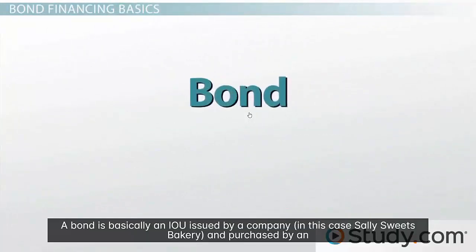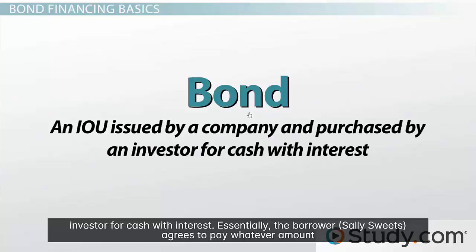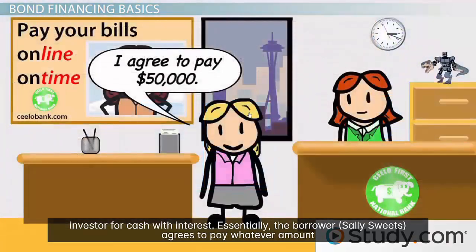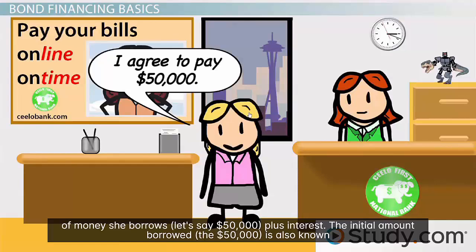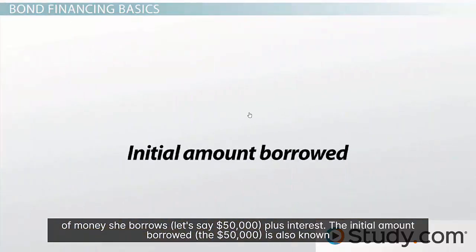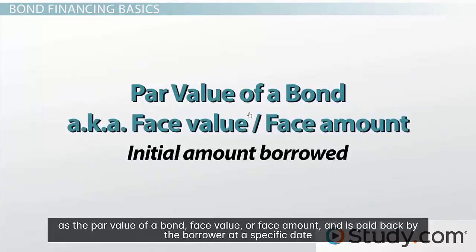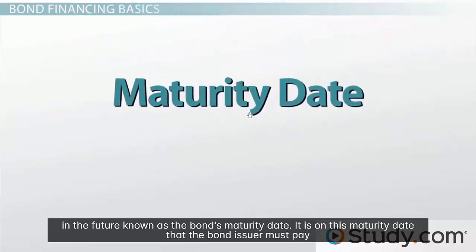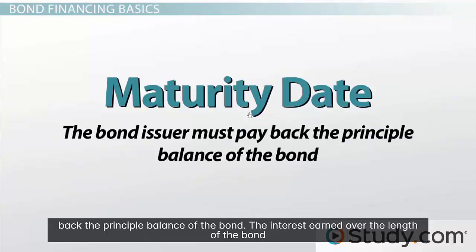A bond is basically an IOU issued by a company, in this case Sally Sweets Bakery, and purchased by an investor for cash with interest. Essentially, the borrower, Sally Sweets, agrees to pay whatever amount of money she borrows, let's say $50,000, plus interest. The initial amount borrowed, the $50,000, is also known as the par value of a bond, face value, or face amount, and is paid back by the borrower at a specific date in the future, known as the bond's maturity date. It is on this maturity date that the bond issuer must pay back the principal balance of the bond.